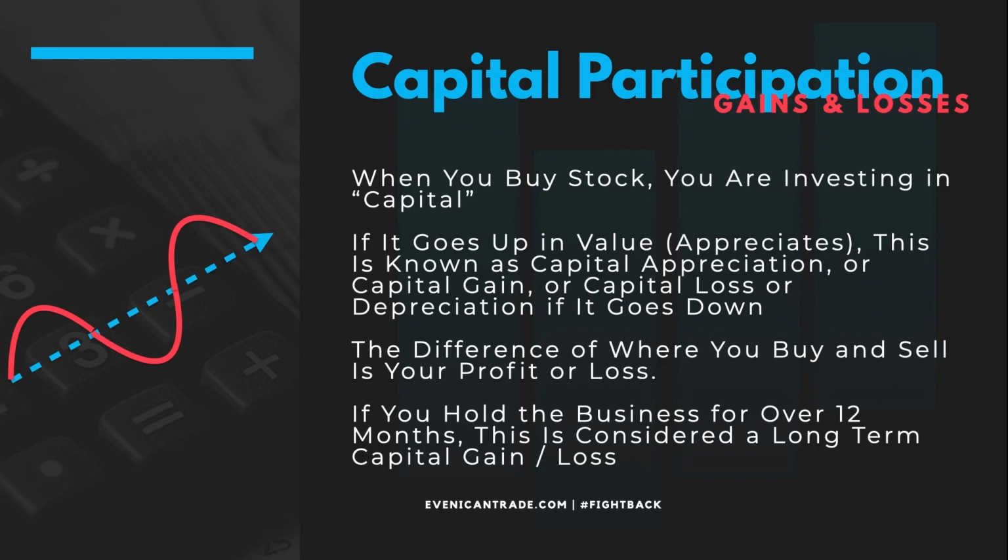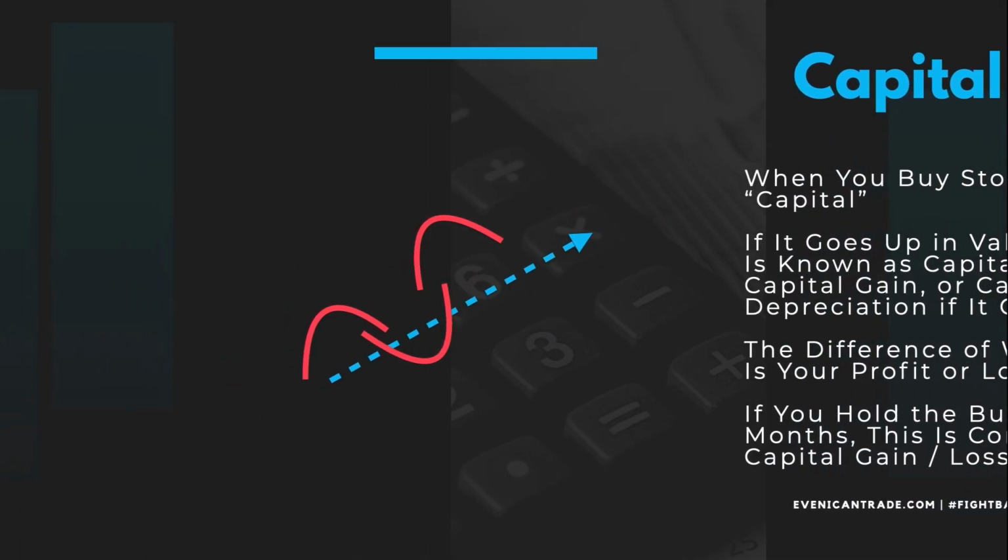So one other piece to understand is the difference of where you buy your company and then where you sell your company later is going to determine your profit and your loss. So when you go to sell a company, all of that money that you get at that time is not your profit. It's just the difference from where you bought the company and where you sold it, if you made any money on it or profited. A quick little tip, if you hold your business for more than a year, more than 12 months, it's considered a long-term capital gain or loss. So we'll get into that later, but just wanted to throw that out there to get your mind pointed in the right direction.